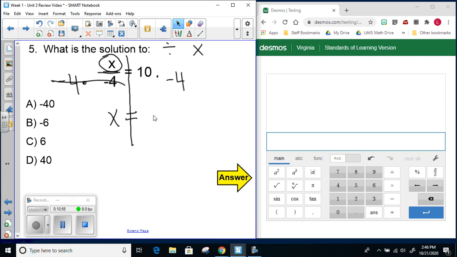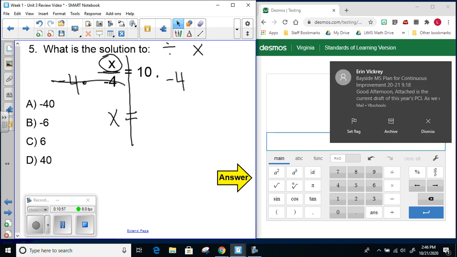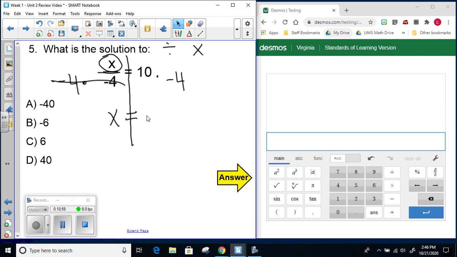Well, I know that 10 times -4 is -40. Sorry, my pen got stuck.